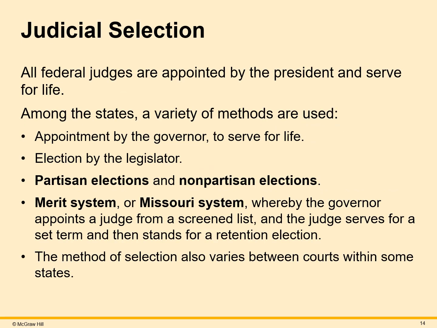Judicial selection. All federal judges are appointed by the president and serve for life. Among the states, a variety of methods are used: appointment by governor to serve for life, election by a legislature, partisan elections and nonpartisan elections, the merit system or Missouri system, whereby the governor appoints a judge from a screened list and the judges serve for a set term and then stand for a retention election. And finally, the method of selection also varies between courts within some states.